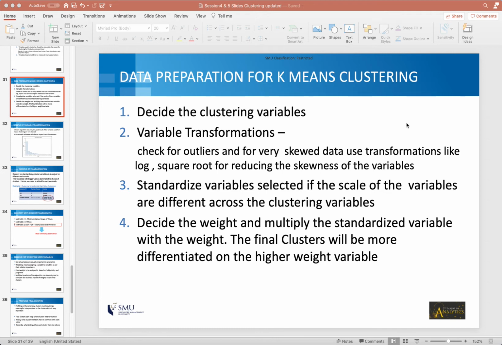Okay. So let's go through what are these steps. The first one that we already talked about is deciding on the clustering variables, and we talked about how to do that. The second thing that we talk about is variable transformation. So let us understand what is variable transformation and why do we need to do that.